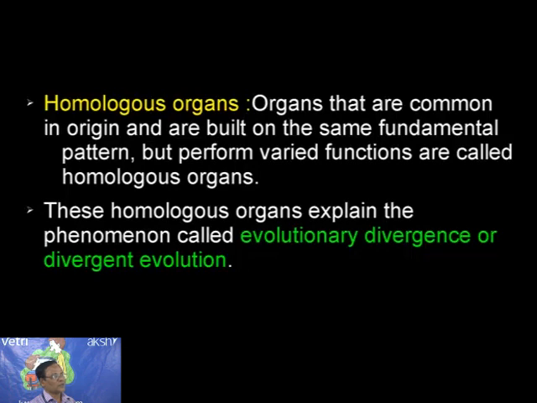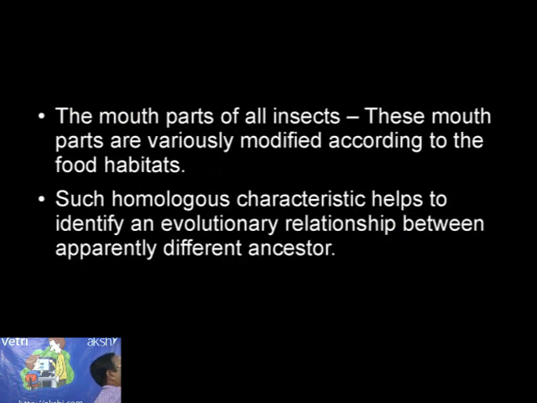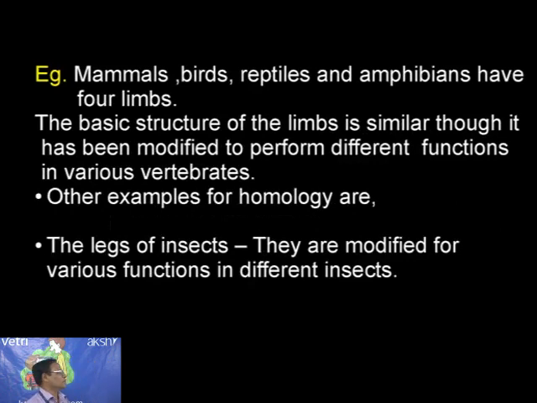So, the same fundamental structure has been modified to form different external organization to perform different functions. Origin-wise same, structural-wise same, but functional-wise different. That is why it's called divergent evolution. From a single stock, many different organisms have been diversified, and this is what we call evolutionary divergence or divergent evolution. So homologous organs exhibit the phenomenon of divergent evolution.